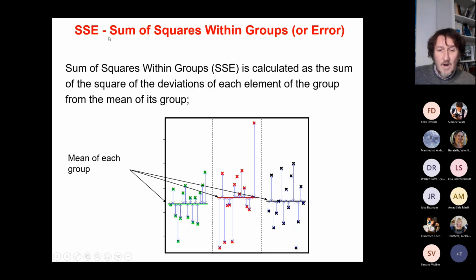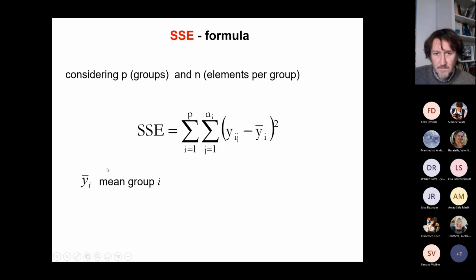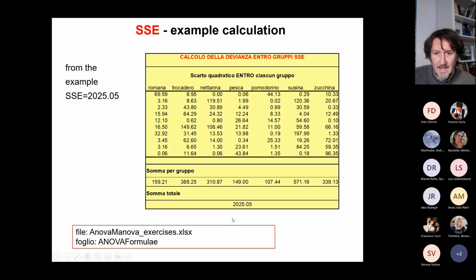What is graphically the sum of squares within groups, or error? It is the squared distance from the mean of each group. So we calculate this distance from each observation within each group to the mean of each group. This is the formula, this is the calculation, and this is the total sum for each group.